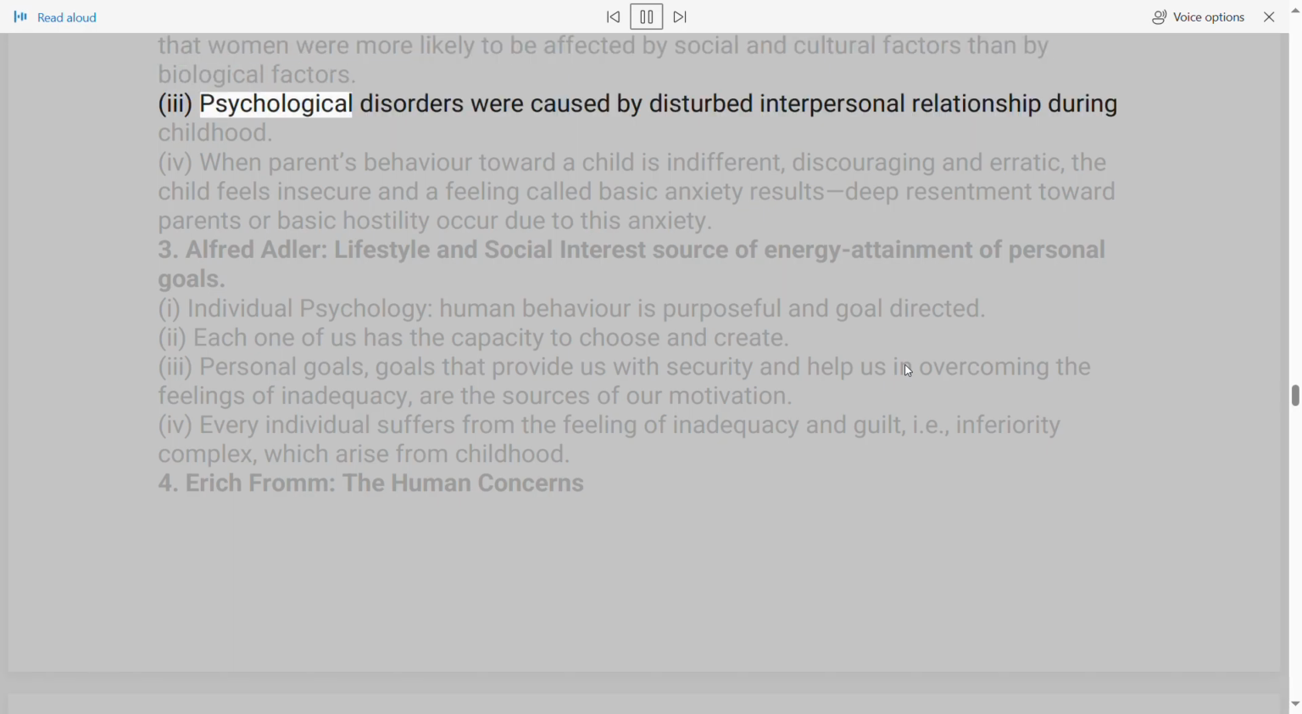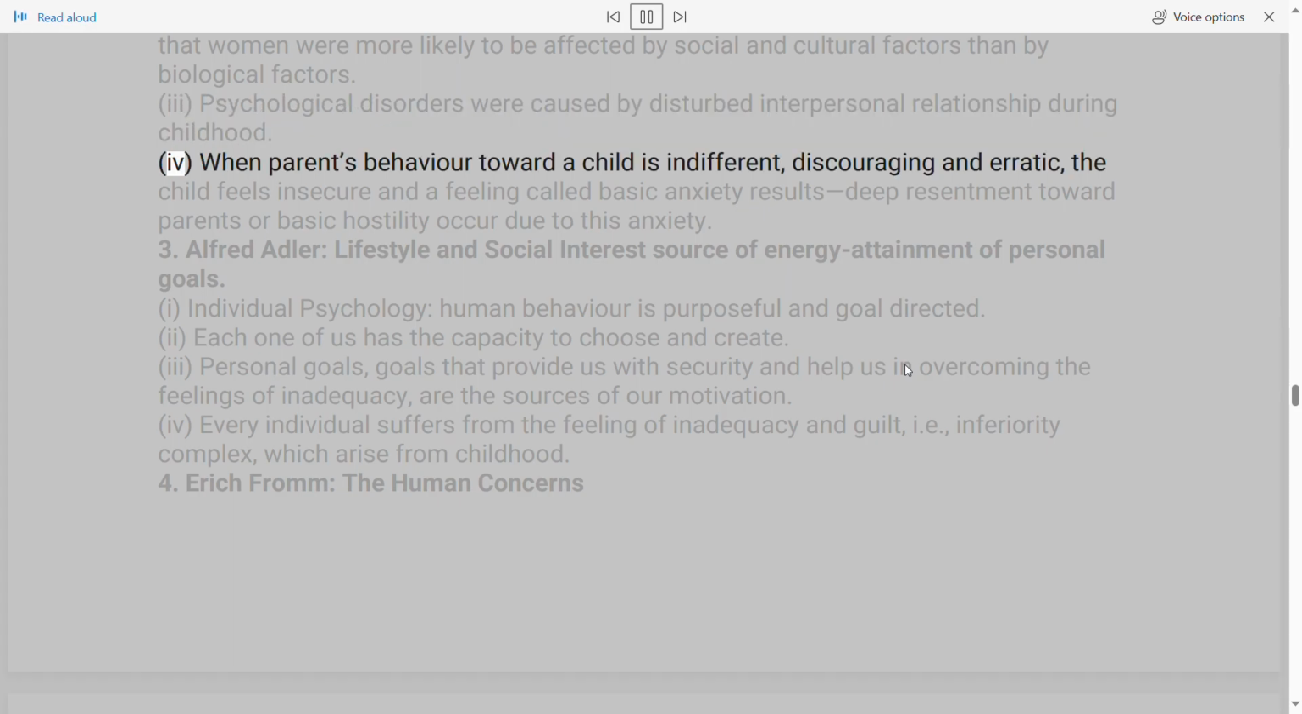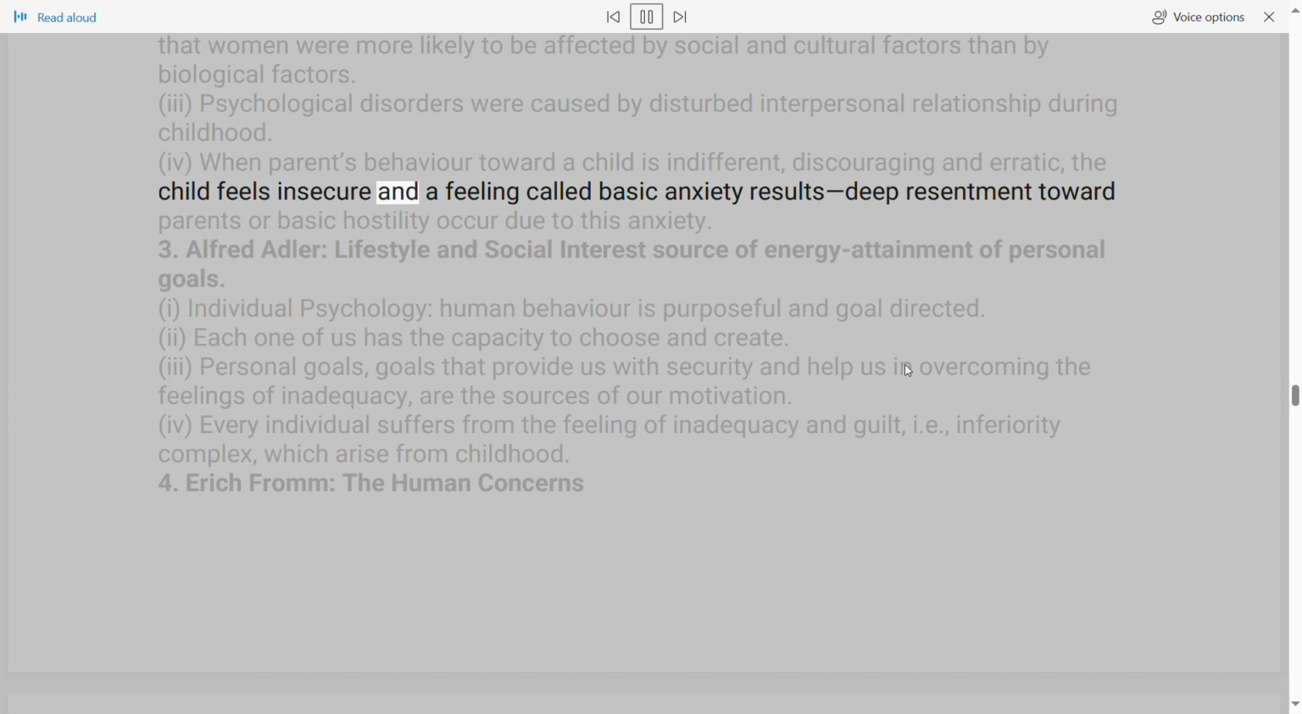3. Psychological disorders were caused by disturbed interpersonal relationships during childhood. 4. When parents' behavior toward a child is indifferent, discouraging and erratic, the child feels insecure and a feeling called basic anxiety results. Deep resentment toward parents, or basic hostility, occurs due to this anxiety.